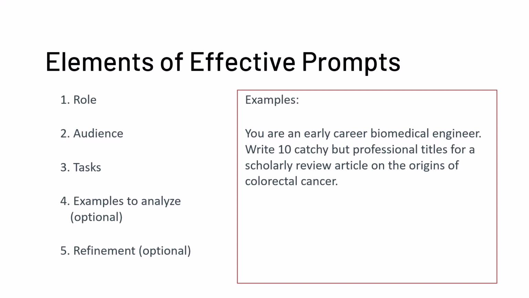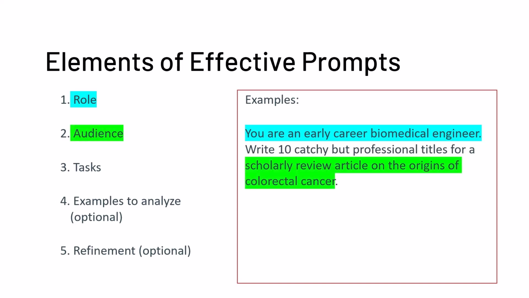You are an early career biomedical engineer. Write 10 catchy but professional titles for a scholarly review article on the origins of colorectal cancer. This prompt gives the AI tool the role of an early career biomedical engineer. The audience would be people who read scholarly review articles on the origins of colorectal cancer, and the task is to write 10 catchy but professional titles.